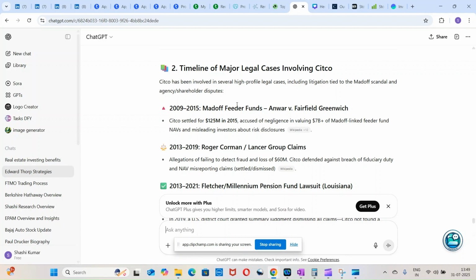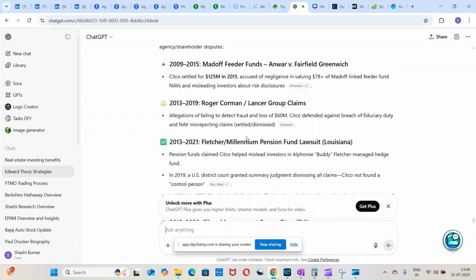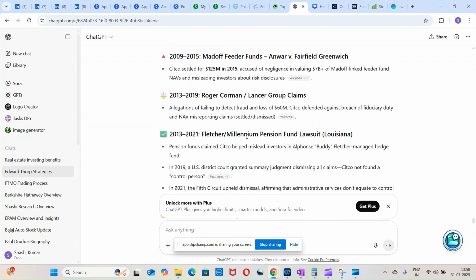Anwar versus Fairfield Greenwich. Citco settled for 125 million in 2015, and it was accused of negligence in valuing 7 billion plus of Madoff-linked feeder fund NAVs, and misleading investors about risk disclosures. 2013 to 2019, Roger Corman and Lancer Group claims: allegations of failing to detect fraud and a loss of 60 million were there, but CITCO defended against this, including breach of fiduciary duty and misreporting claims.